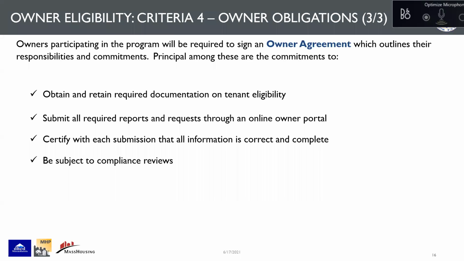Lastly, owners commit to obtain and retain required documentation on tenant eligibility, submit all required reports and requests through an online owner portal, certify with each submission that all information is correct and complete, and be subject to compliance reviews.